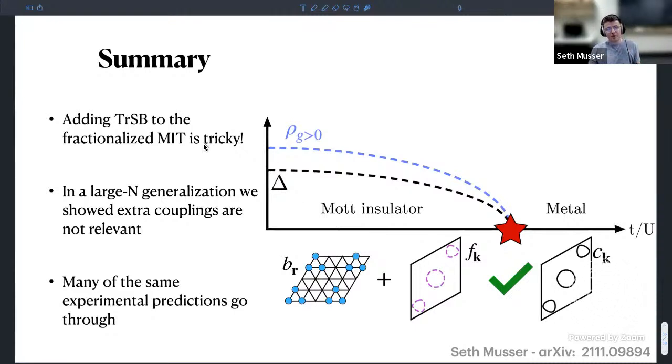Adding translational symmetry breaking to the fractionalized metal-insulator transition is tricky. We did this large N generalization to show that all these extra couplings aren't relevant, and you can in fact have this kind of critical point that I showed at the beginning. Many of the same experimental predictions will go through.